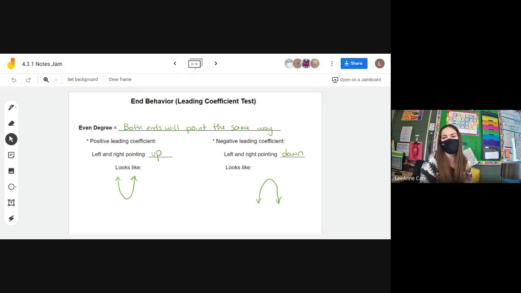If you can have even degrees, you can also have odd degrees. So I'll give everybody about 10 more seconds, then I'm going to go on to that next frame in our Jamboard here. Are you guys still with me? Yeah?